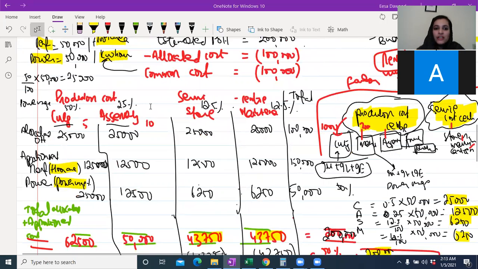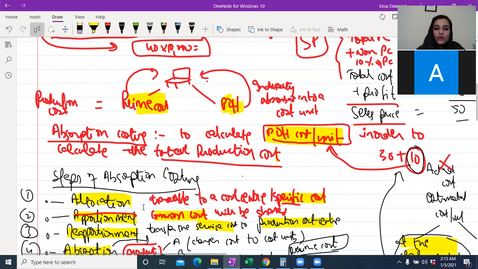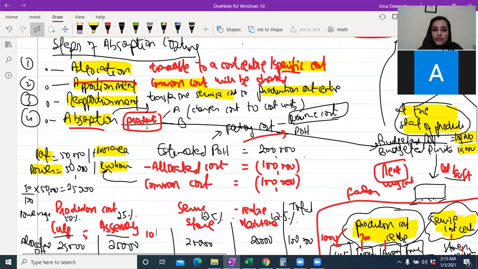So you do it in a set of processes known as allocation, apportionment, reapportionment, and then in the final absorption step, the cost is actually charged to products, to cost units. So I started from 2 lakh, and now A and B get a share of 1 lakh each, and a per unit cost of 10 per unit. So that's how I calculated the overhead cost per unit. And that is what you're going to study in the overhead chapter. That was a good introduction to the overhead chapter.